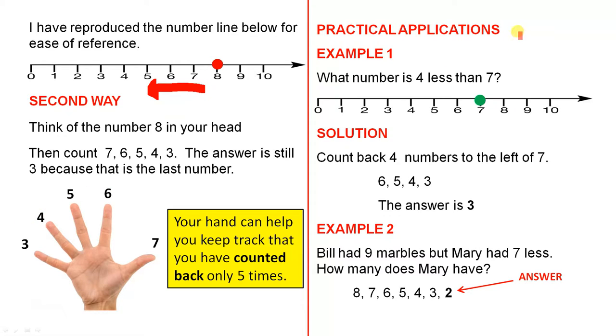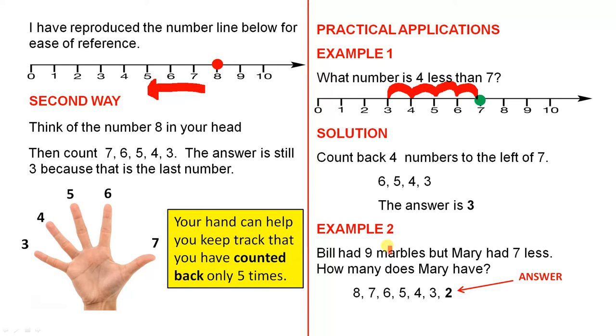Now some practical applications. That means where do we use this type of thing in real life? So here's another example before I give you an interesting example in real life. What number is 4 less than 7? So there's 7. So count back 4 numbers to the left of 7. 6, 5, 4, 3. The answer is 3.